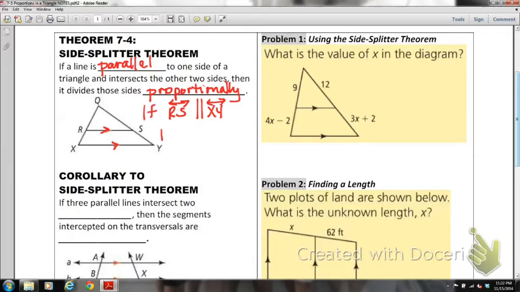So if that's true, then we can say that segment XR over segment RQ is going to be equal to segment YS over segment SQ. If we had values for the lengths of A, B, C, and D, then we would have A over B equal to C over D.